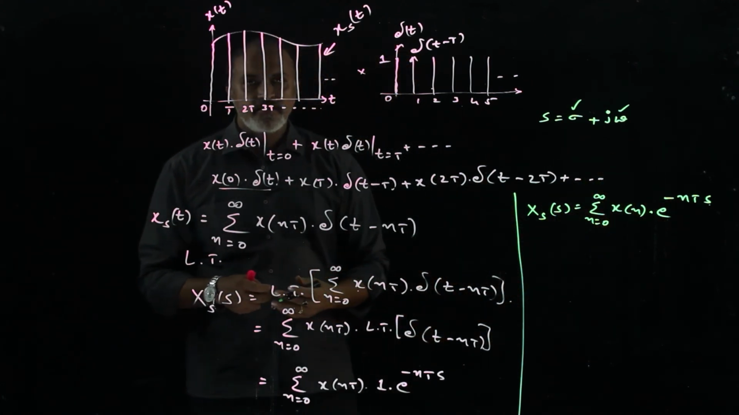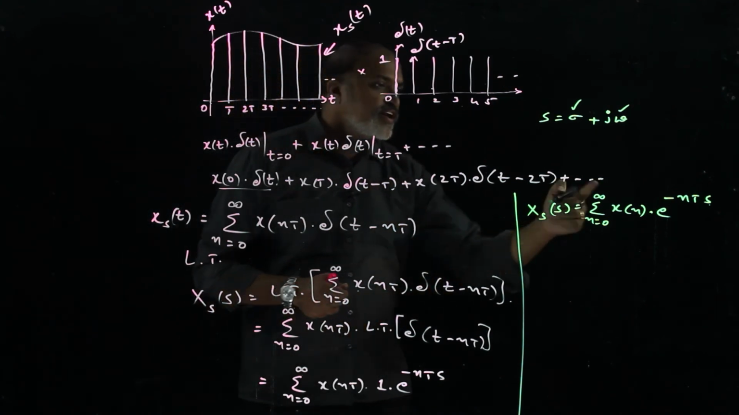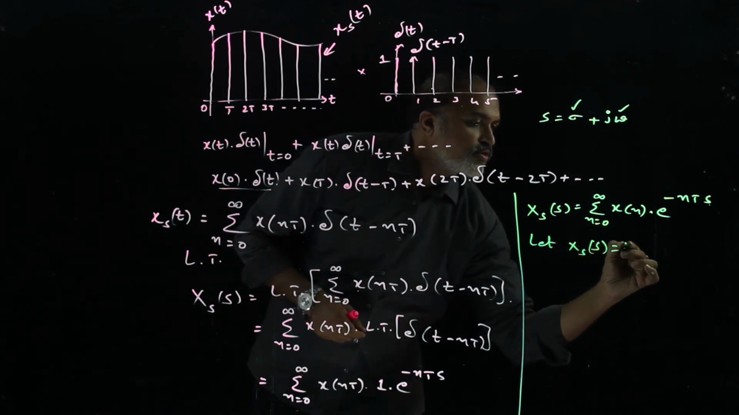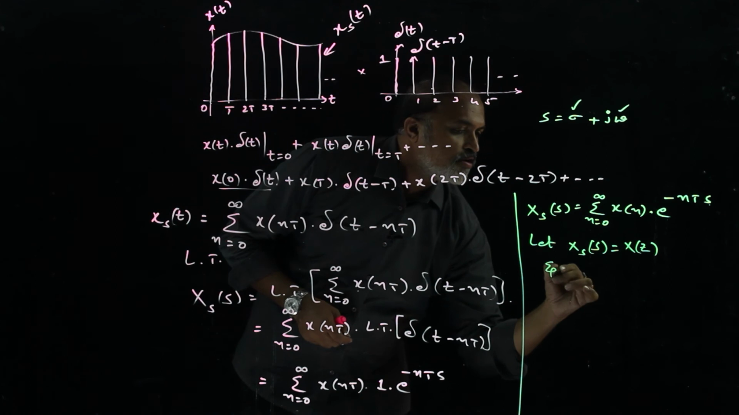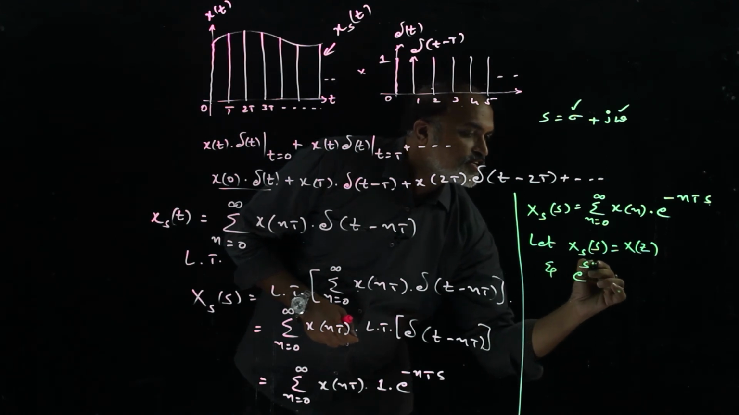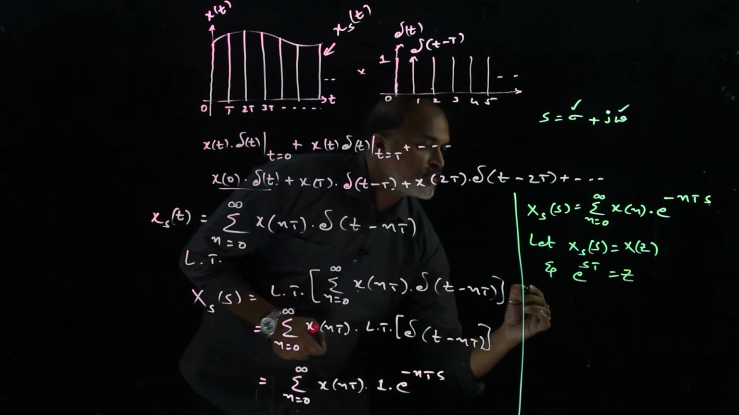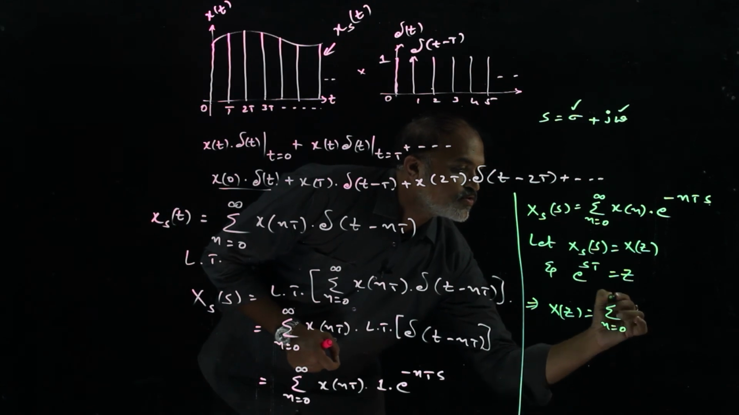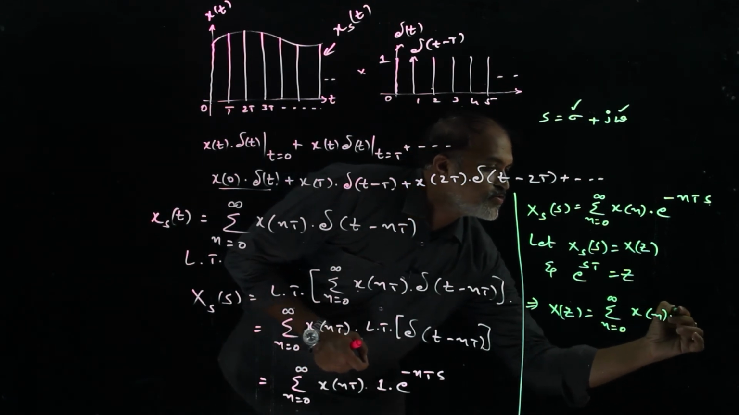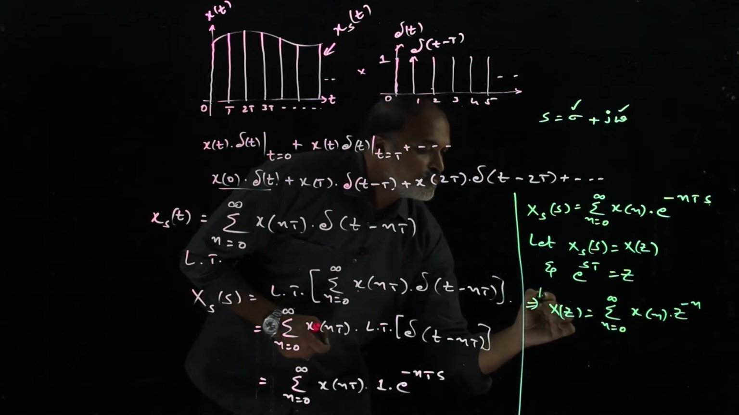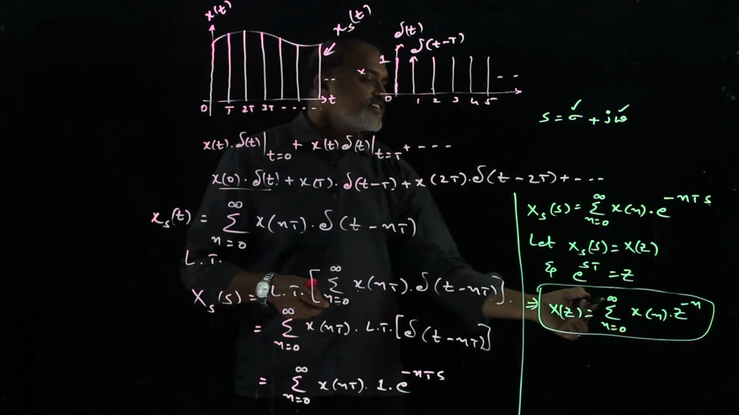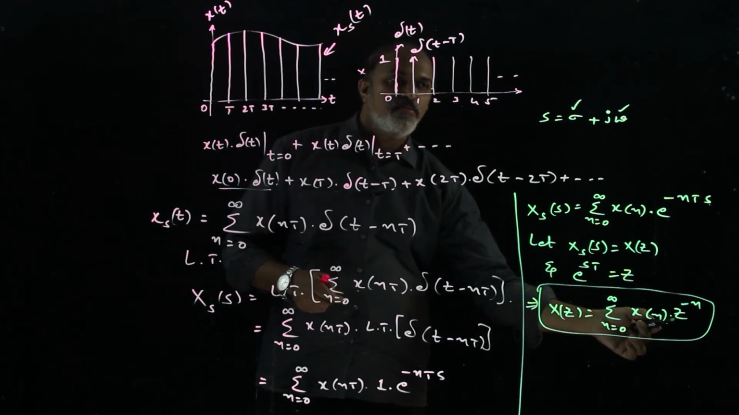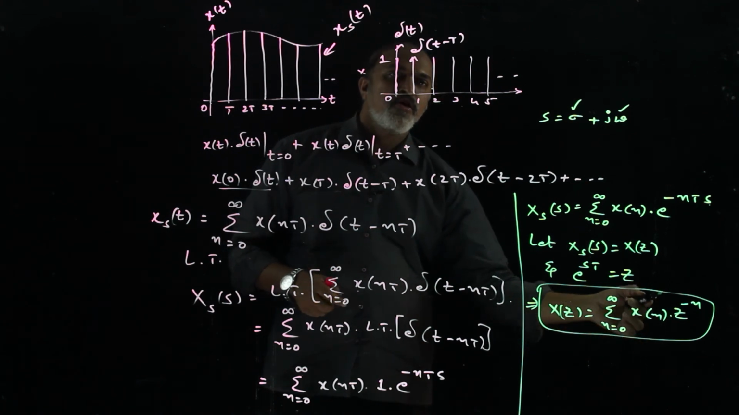By making some modifications or by considering some assumptions, we can convert this. Assume xs of s is equal to x of z, and e power sT is equal to z. Then we can write this as x of z is equal to sigma n equals 0 to infinity x of n into z power minus n. So this is the z transform of the discrete signal x of n, where z is also the independent variable in the frequency domain or in the z plane, and this is also complex in nature.